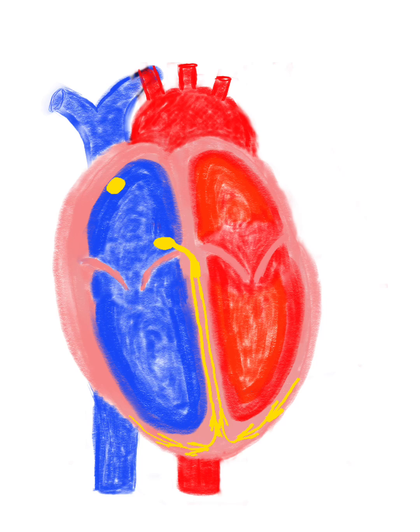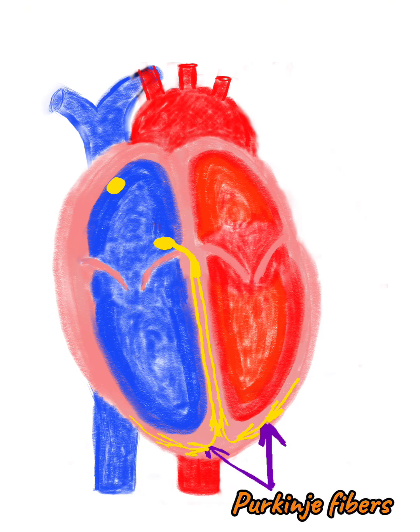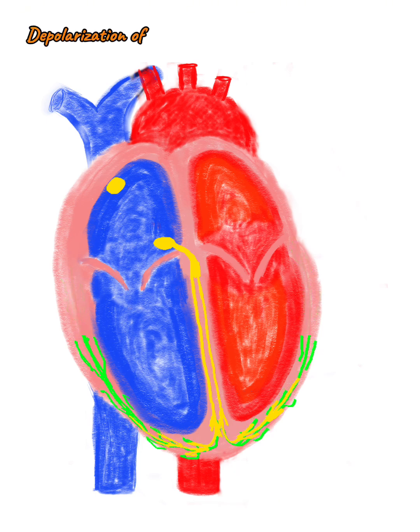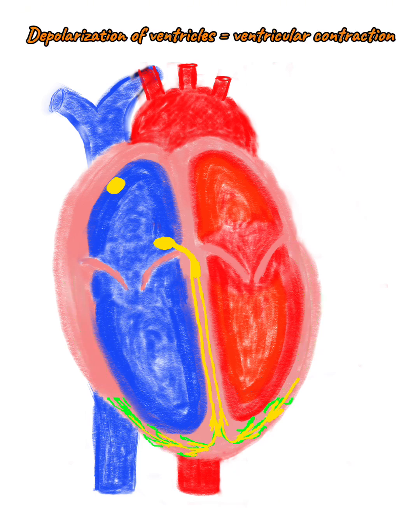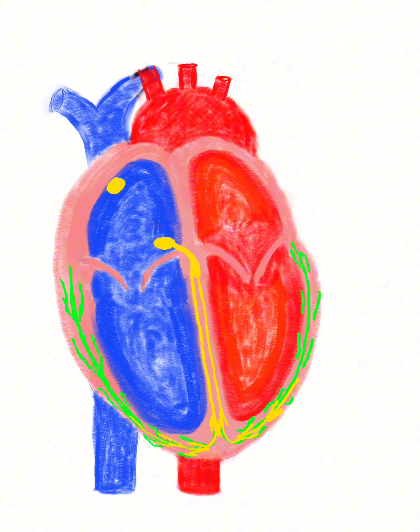Finally, the signal spreads through the Purkinje fibers, a network of specialized conducting cells that distribute the impulse throughout the ventricular walls. This triggers rapid, coordinated contraction of the ventricles, pumping blood out to the lungs and the rest of the body. Within a fraction of a second, the entire heart has contracted in a smooth, synchronized rhythm.